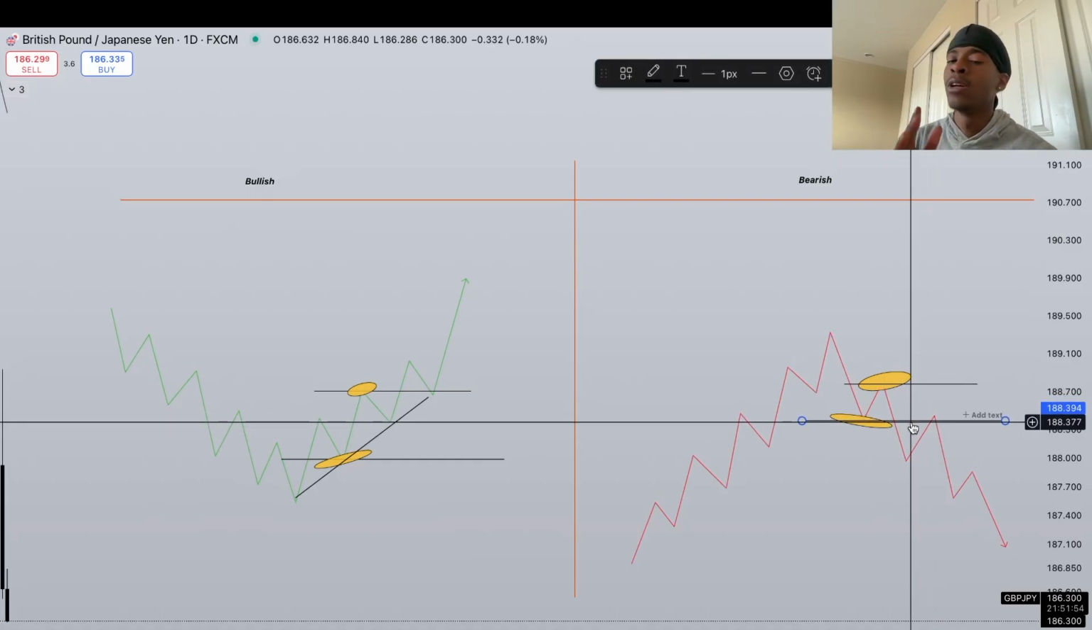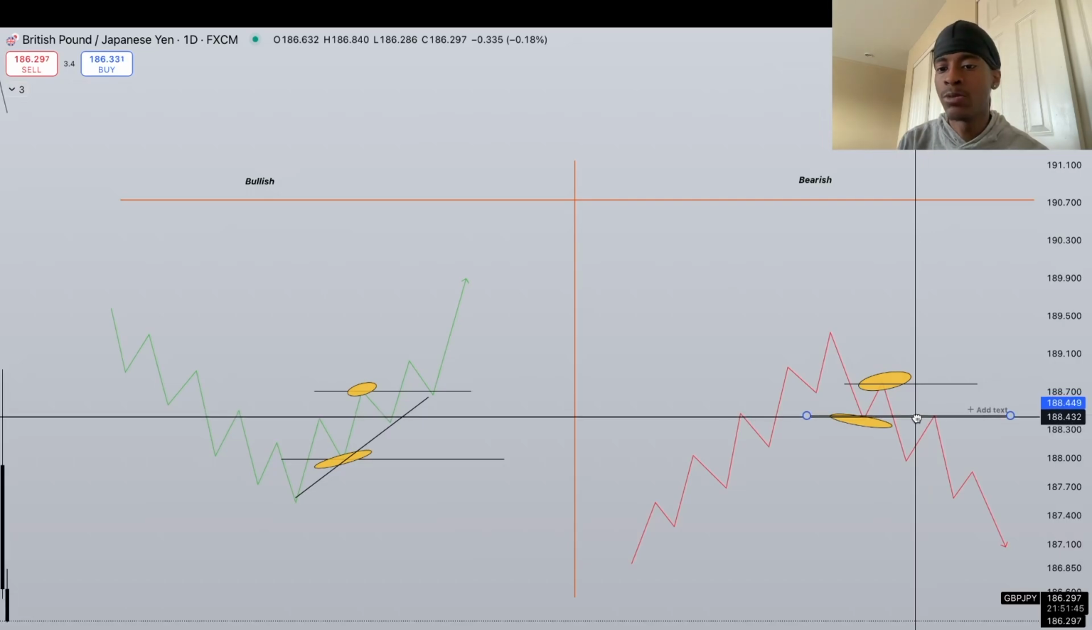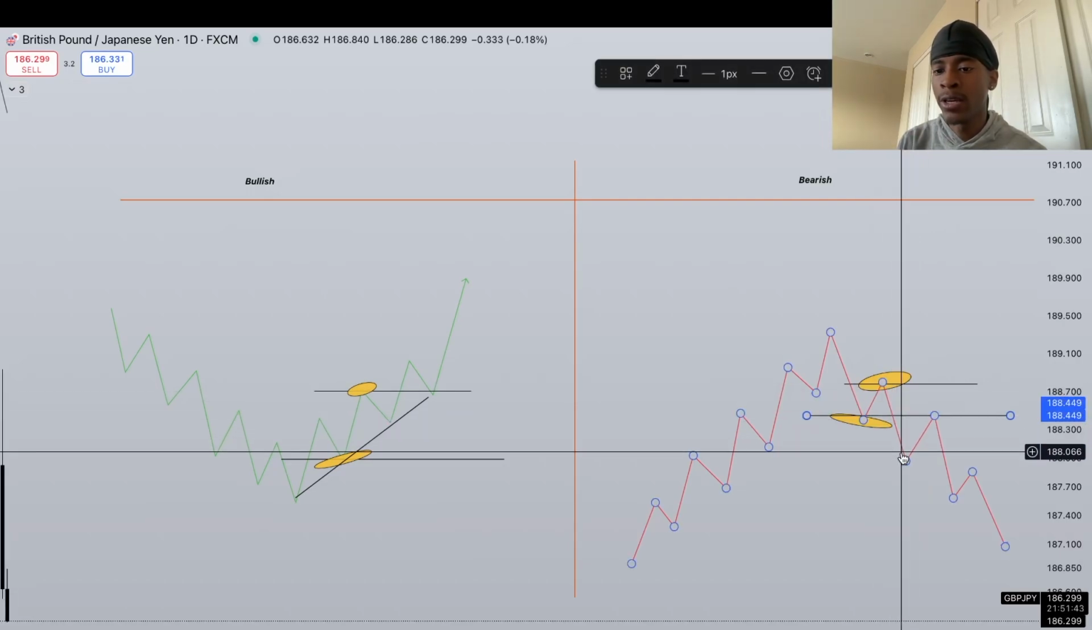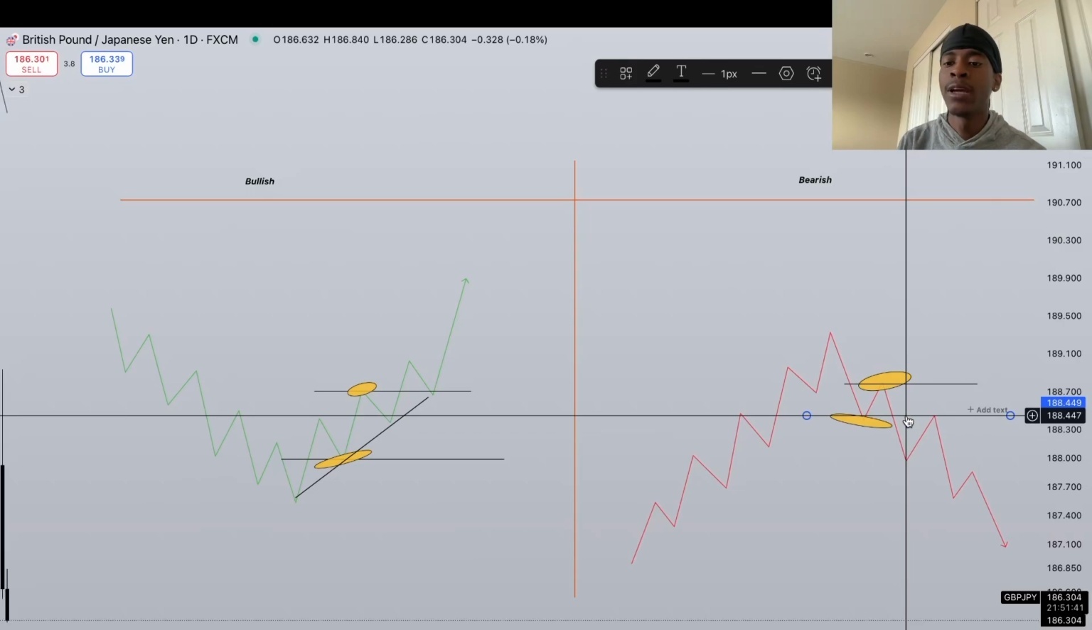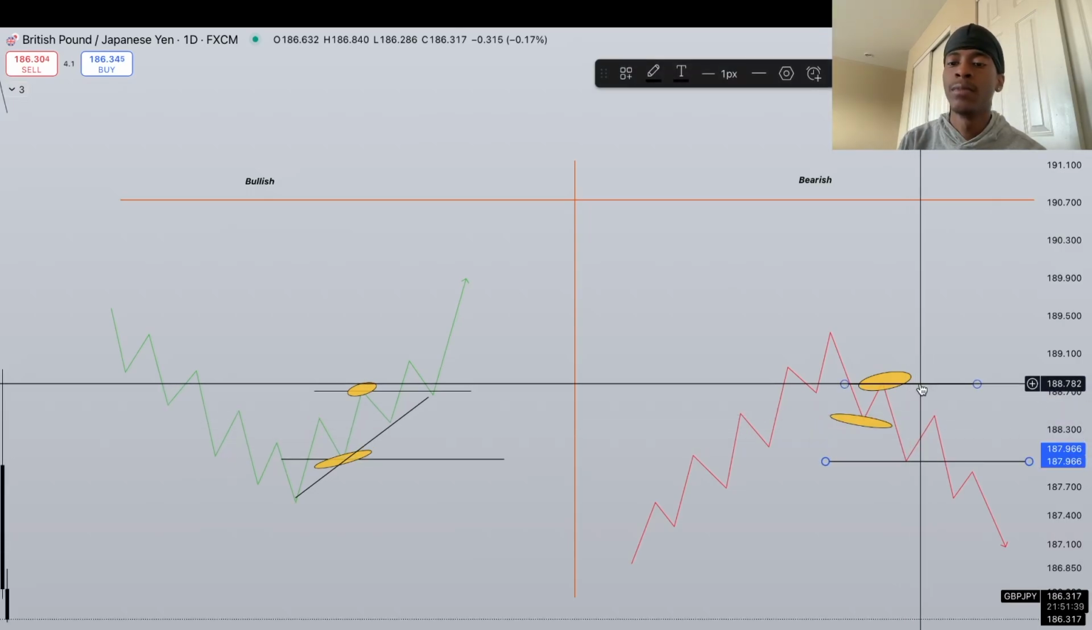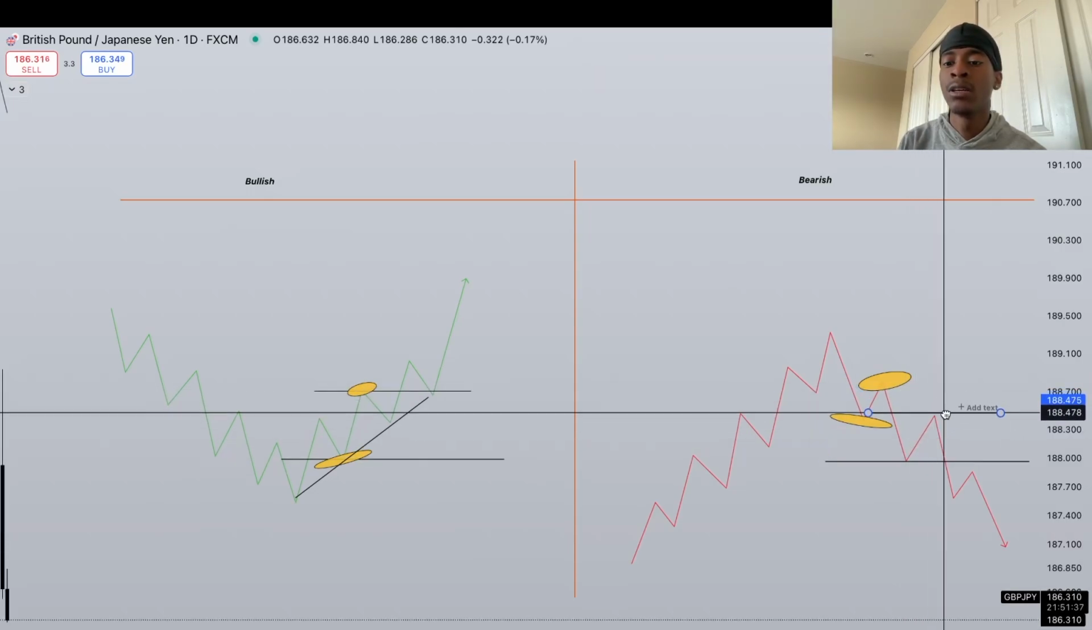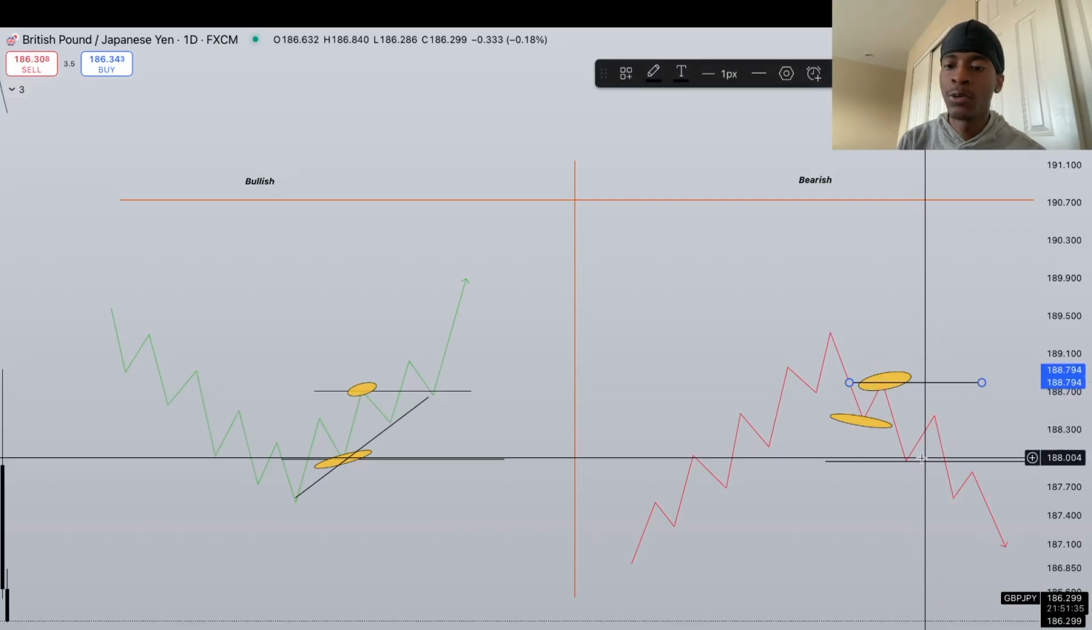We're just going from roof to floor, floor to roof, depending on which direction you're going in. That's all you want to see. So from here on, once we broke this area right here with this push down, this will now be the new floor. This would be the new ceiling only once this floor is broken.